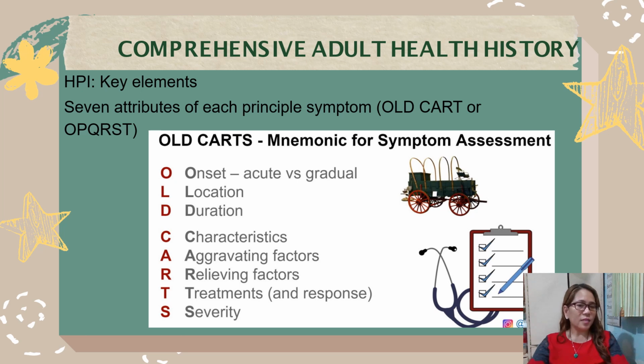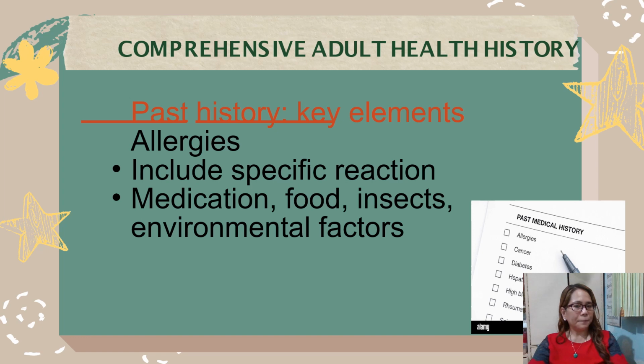Okay. So again, sa comprehensive adult health history natin, sa HPI natin, yung history of present illness, these are the key elements. Na-mention na natin yan in our previous discussion. Another key element of your past history, you have to check if the patient has allergy, and you have to be specific. Include a specific reaction to medication, to food, insects, and environmental factors. Ano ba yung naging reaction? Nagkaroon ba ng rashes? Nagkaroon ba ng difficulty of breathing? Na-hospital ba si patient? What are the medications given?